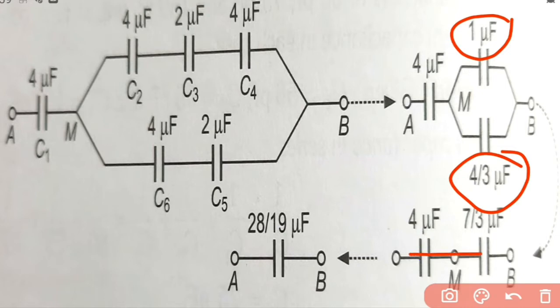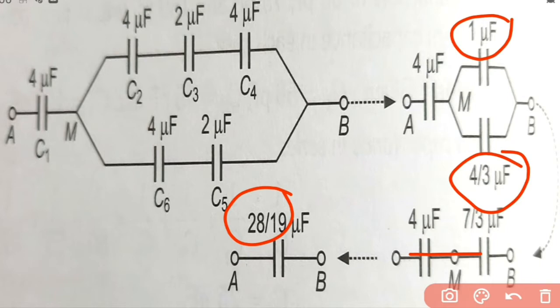This diagram means 4 microfarad and 7 by 3 microfarad connected in series. Now you just find the effective of that, and you will get 28 by 19 microfarad. So that is the final answer to the question. This is the way.